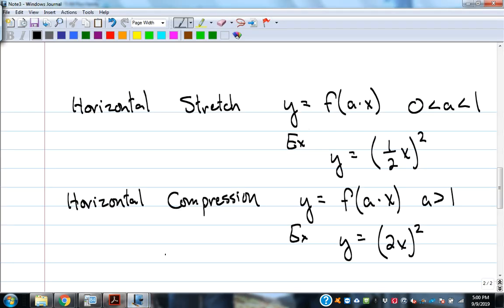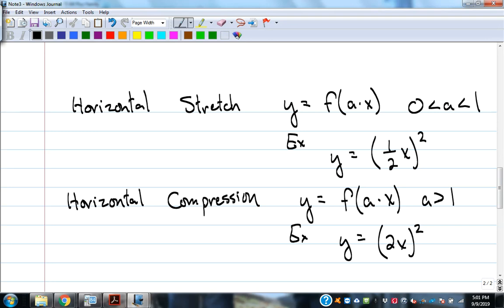So for a horizontal stretch, you have to have a small fraction in front on the inside. Horizontal compression, you have to have a bigger number on the inside. It's the opposite of the vertical. Vertical is the other way around. Vertical, you're going to have a bigger number on the outside for a stretch, a smaller number for a compression. So it's always the opposite there.